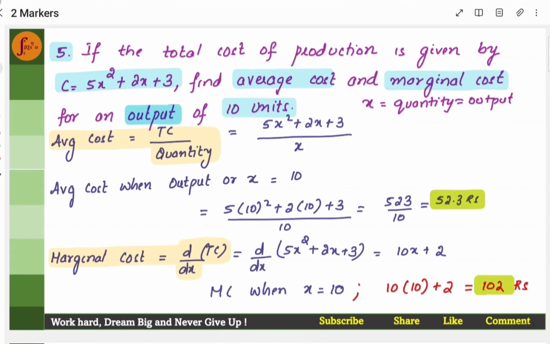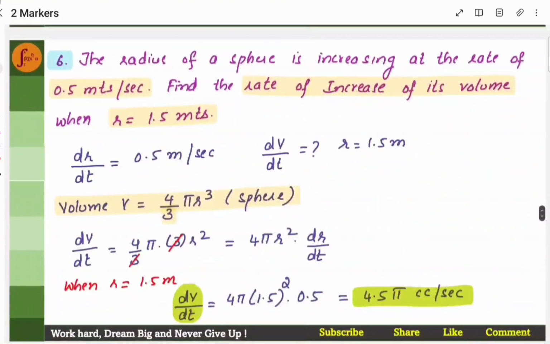That is the cost function given here. You'll get the derivative. Substitute x as 10, and you will get the marginal cost. Here, the radius of a sphere is increasing at the rate of 0.5 meters per second. Find the rate of increase of its volume when r is equal to 1.5 meters.